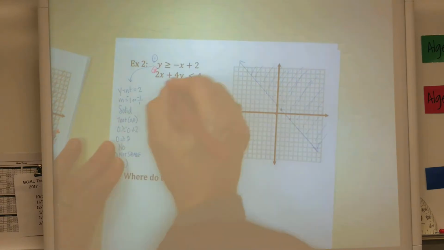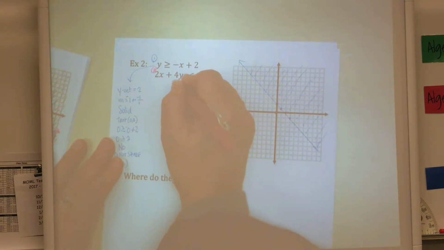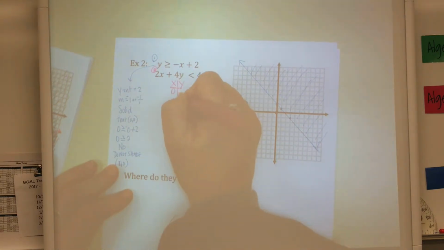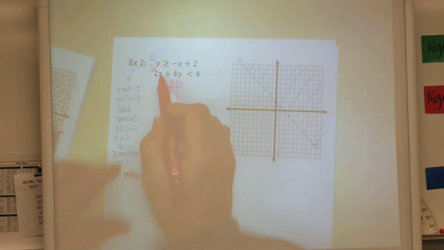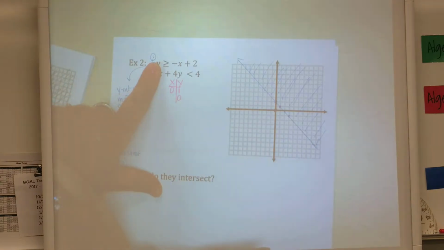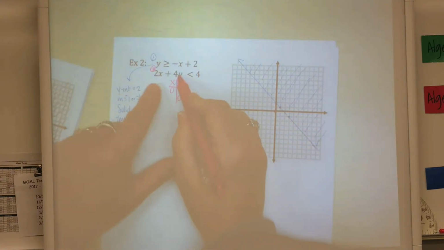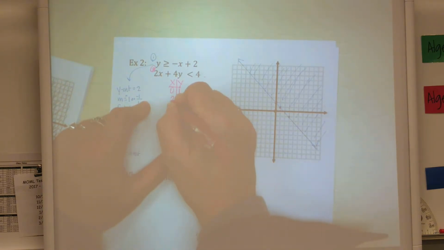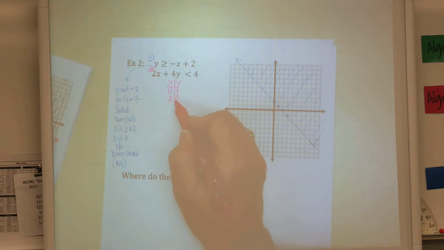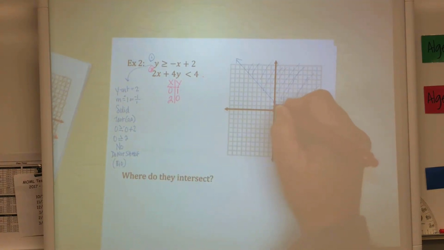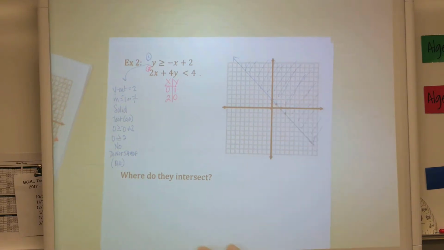This one's in standard form. In standard form, our key features is that we use our x and y intercepts. So I'm going to plug in 0 for x and 0 for y. When I plug in 0 for x, I get 4y equals 4, divide both sides by 4, and y is 1. When I plug in 0 for y, I get 2x equals 4, divide both sides by 2, and my x is 2. These are the ordered pairs that I'm going to plot and connect. I have (0, 1), and then I have (2, 0).